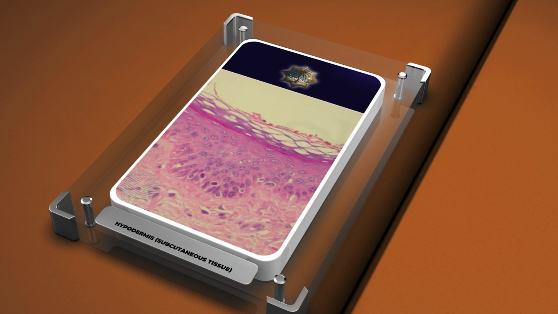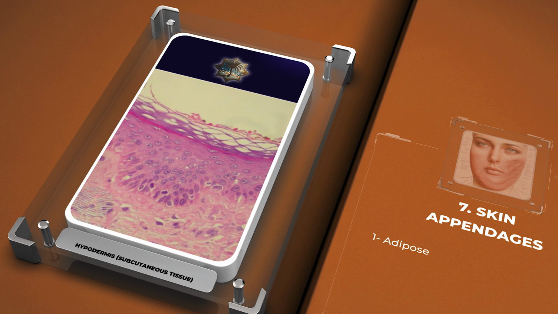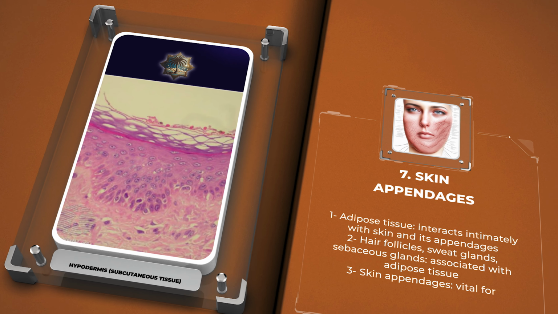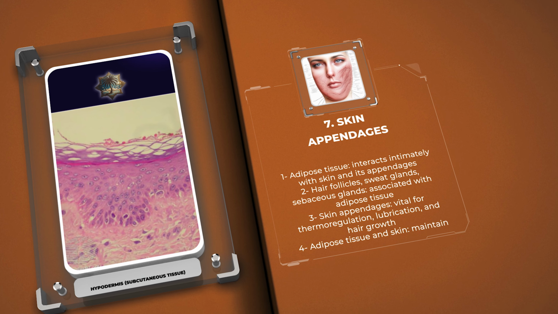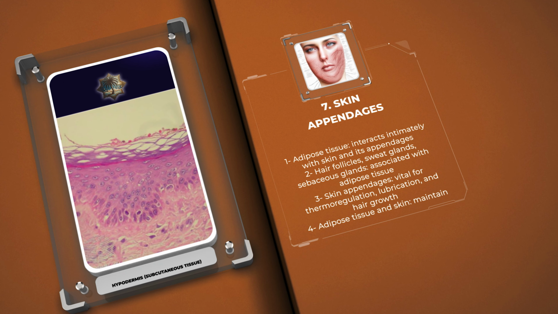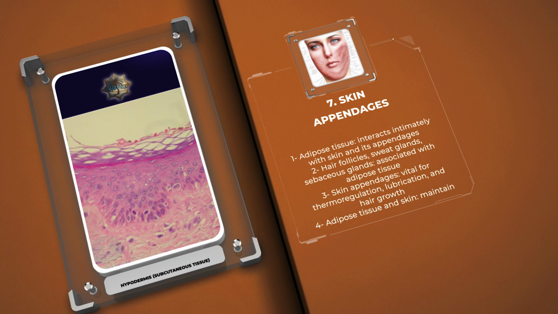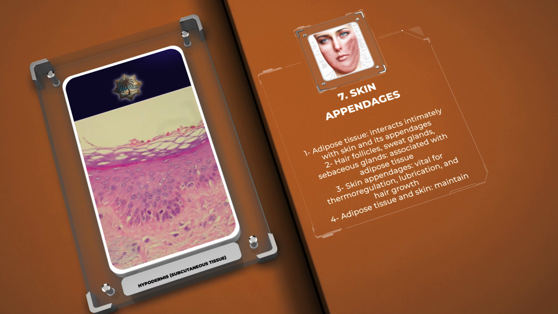Adipose tissue is not just a homogeneous mass, it interacts intimately with the skin and its appendages. Hair follicles, sweat glands, and sebaceous glands are associated with adipose tissue. These structures are vital for thermoregulation, lubrication, and the growth of hair. The close relationship between adipose tissue and skin appendages highlights the integration of multiple tissues in maintaining skin health and function.